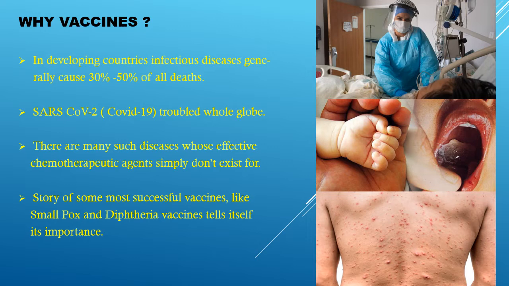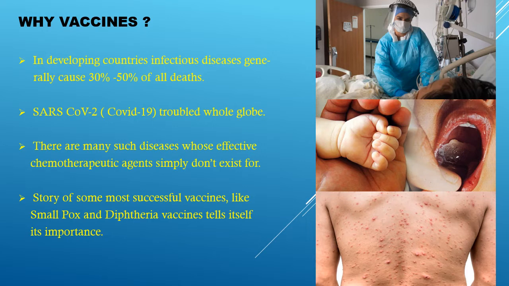Talking about some successful stories of vaccines, we should understand the importance of two vaccines, smallpox and diphtheria. Smallpox is an infectious disease caused by one of two virus variants known as variola major and variola minor. Both belong to the genus Orthopoxvirus. The last naturally occurring case was diagnosed in October 1977 and WHO certified global eradication of the disease in 1980.